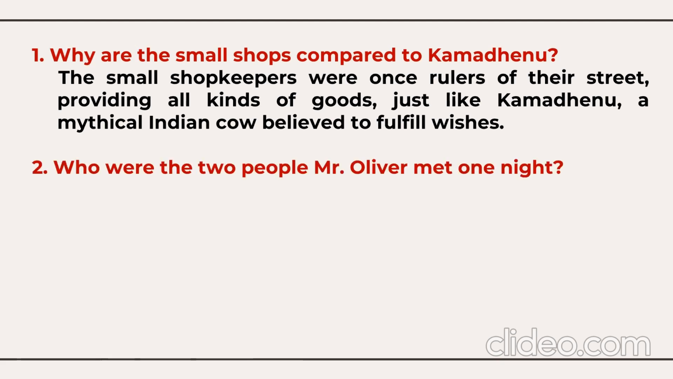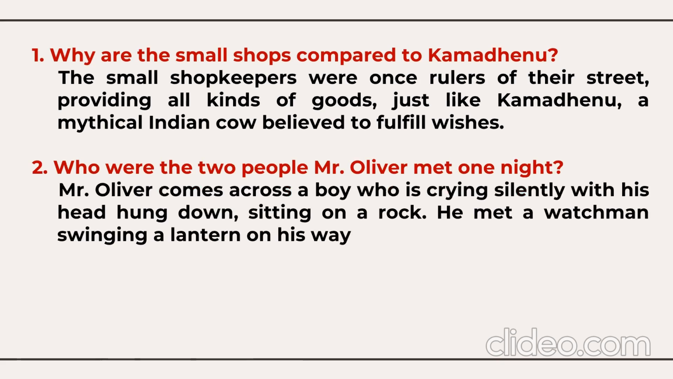Who were the two people Mr. Oliver met one night? He met a boy who was crying silently with his head hung down, sitting on a rock. He also met a watchman who was swinging a lantern on his way.